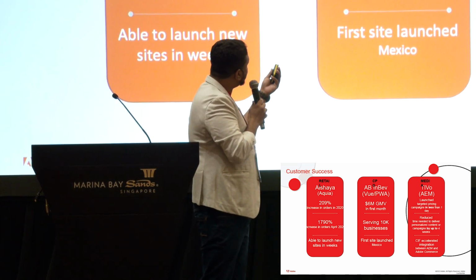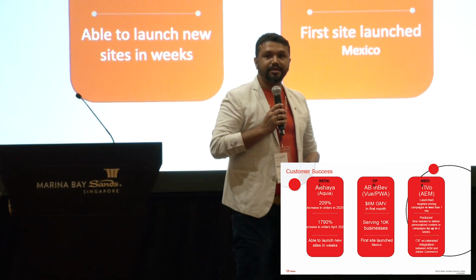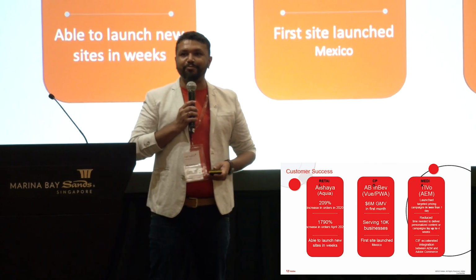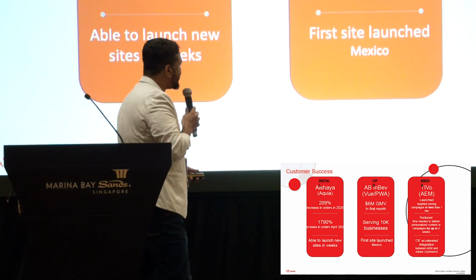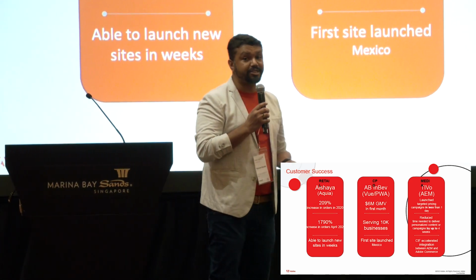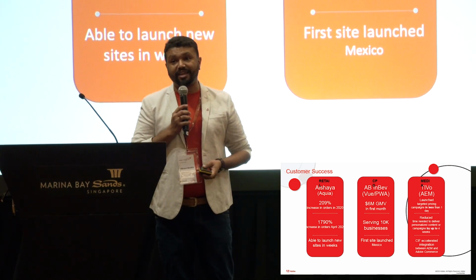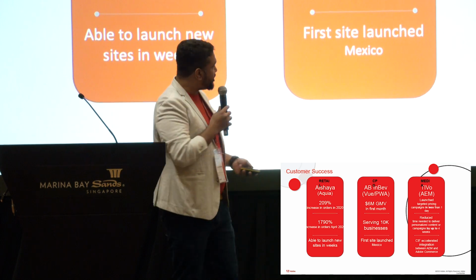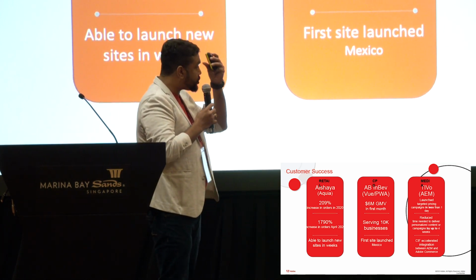Then we have got ABNV. All the beer lovers would know this name, right? They have been doing all those GRA implementations, and you can see 6 million GMV in the first month on Adobe Commerce using the hybrid composable story that we have, where we have a front end and another back end and so on and so forth.